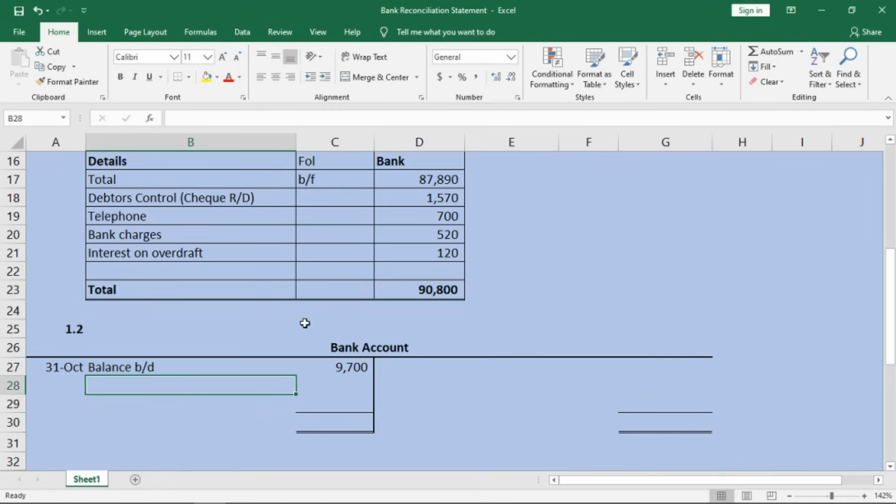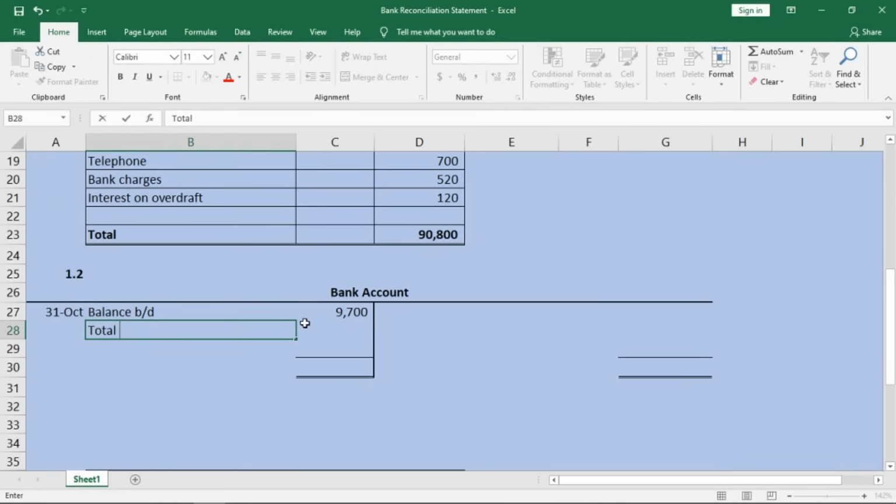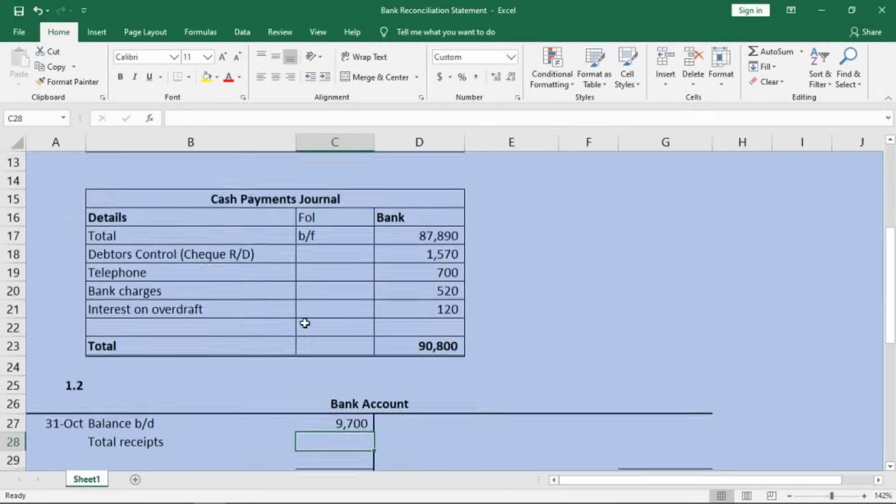And then what's the next thing that we do? We put total receipts. Now we're putting the one in the cash receipts journal. So we write total receipts, and you write the amount over there, 90,200. And then what else do you do?